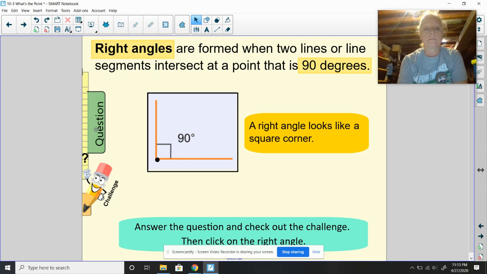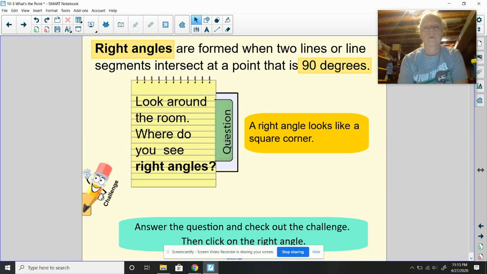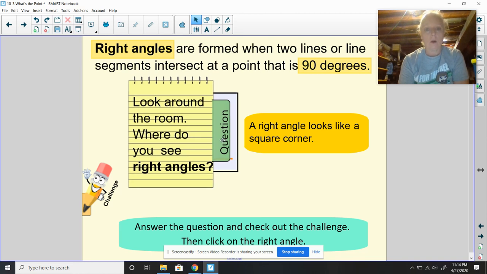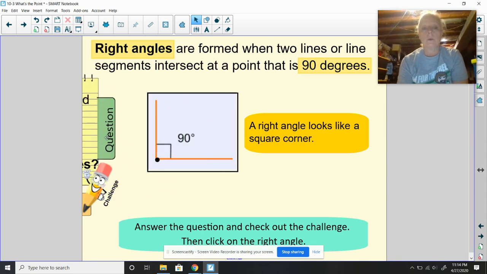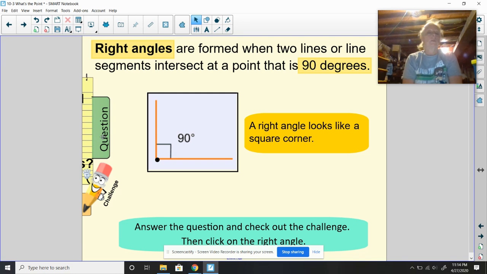Right? Question. Look around the room. Where do you see right angles? You should see them everywhere, all over your room. Look at your appliances, your refrigerator, your stove, your microwave. Look at the doorways. Look at the corners where the floors and the walls meet. Those are all right angles. A builder can't build a house if he doesn't know geometry. Otherwise, you're going to have one crooked house. You need to have angles, and you need to have right angles. Okay? All right. We're going to click on the right angle.